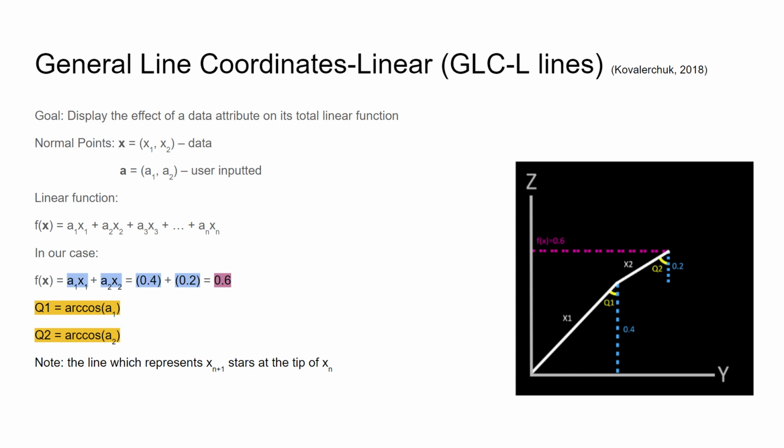So if we look at this white line, we can see that x1 has a much greater effect in both the height and the length on the total linear function. So in this case, x1 is the data attribute with the greater effect.